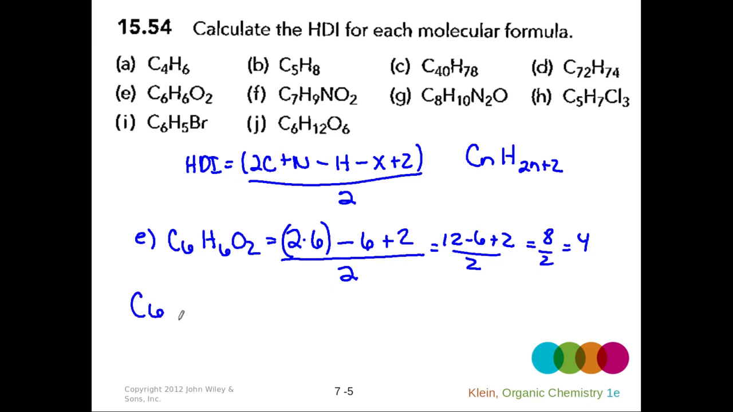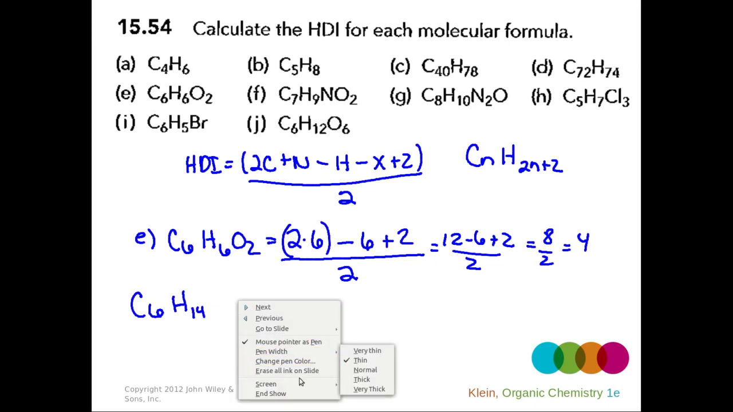So that's going to be equal to 2 times the number of carbons, which is 6. Okay, and of course that would be in parentheses because we multiply first, right? Minus 6 for the number of hydrogens plus 2, and all of that divided by 2. Okay, so that's going to be equal to 12 minus 6 plus 2 divided by 2, which is equal to 8 divided by 2, which is equal to 4.